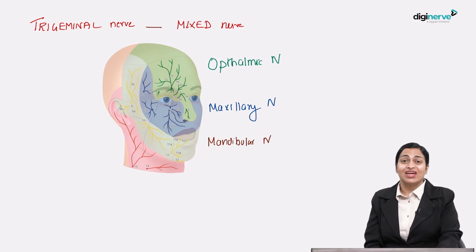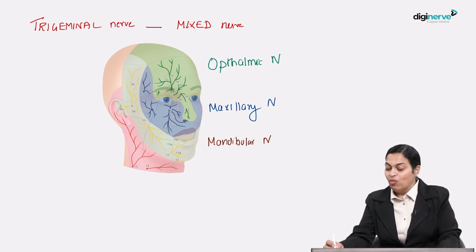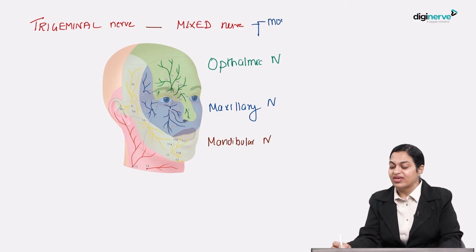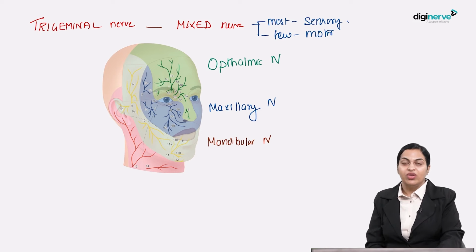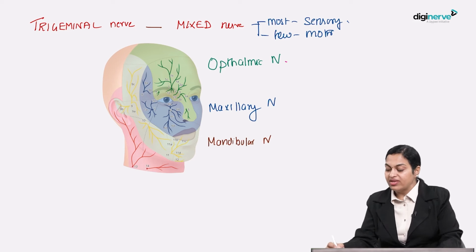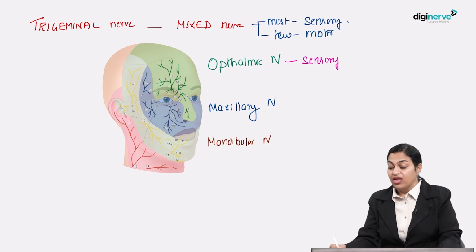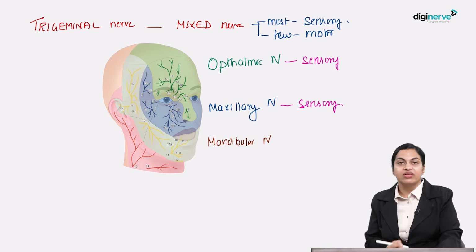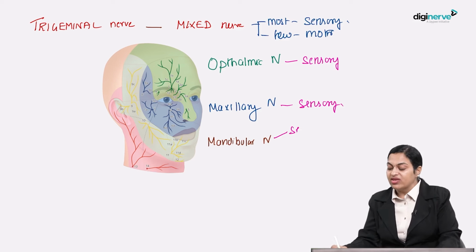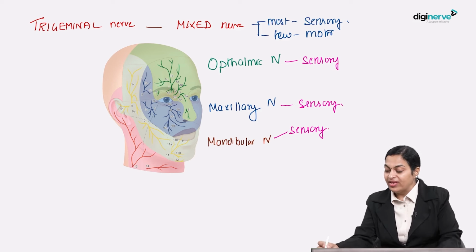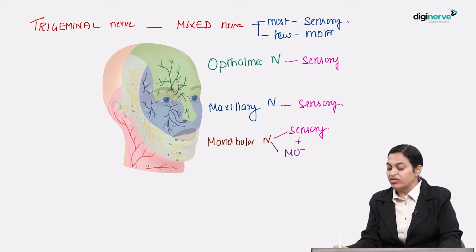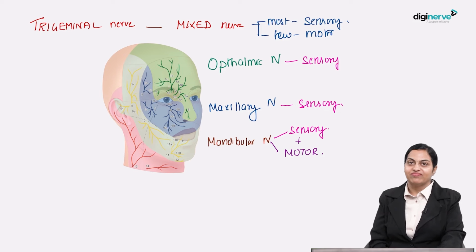And we know that the trigeminal nerve is a mixed nerve. Most of it is going to be sensory, and a few fibers of it are going to be motor. That is why we call it the mixed nerve. The ophthalmic nerve is entirely sensory. The maxillary division is also entirely sensory. The mandibular division is sensory, as well as it carries the motor fibers of the trigeminal nerve.